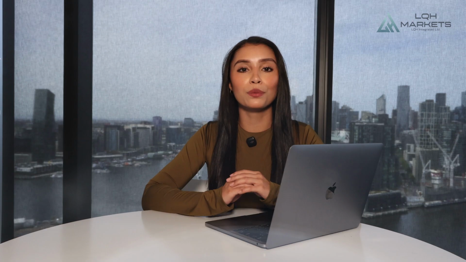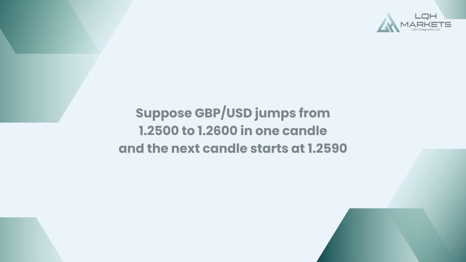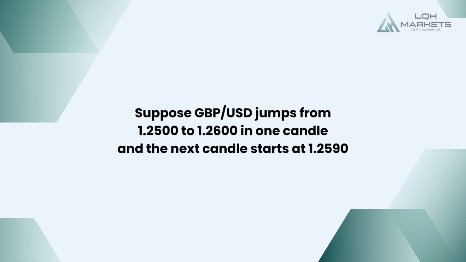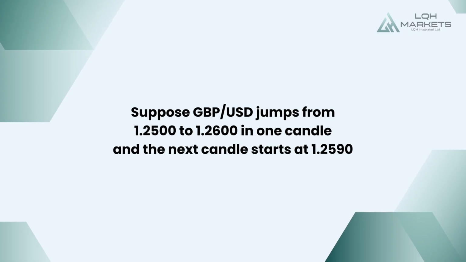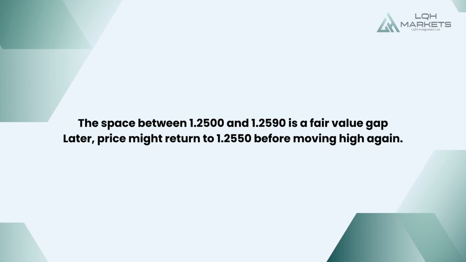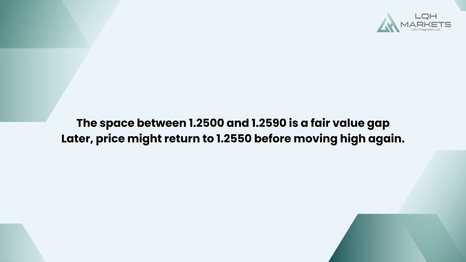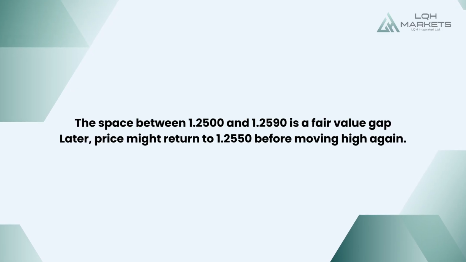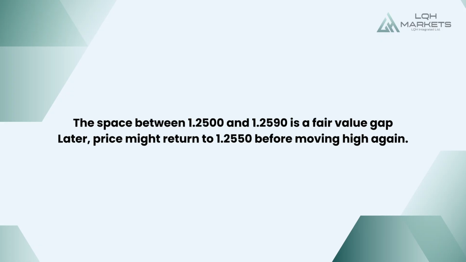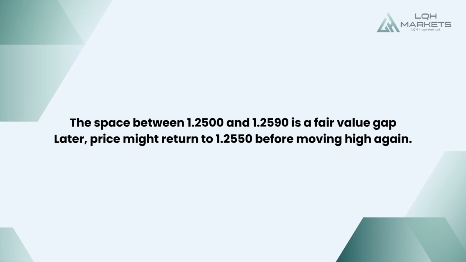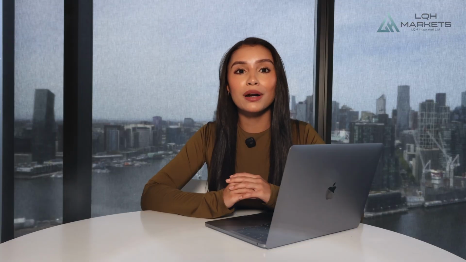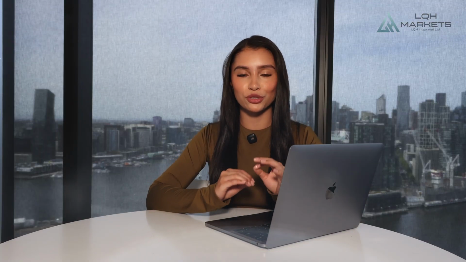Here is an example with numbers. Suppose GBP/USD jumps from 1.2500 to 1.2600 in one candle, and the next candle starts at 1.2590. The space between 1.2500 and 1.2590 is a fair value gap. Later, price might return to 1.2550 before moving higher again. Traders mark that gap as a potential entry zone.